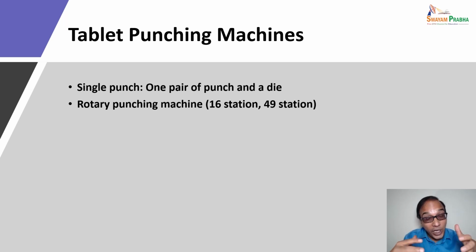Then come rotary punching machines. They may have multiple stations, 16 stations, 49 stations, and so on. So depending upon the scale up of tablet production, the rotary punching machines may have many stations. These are very much automated systems which produce the tablets. You just need to charge the hopper, and the rest of the things are automated.